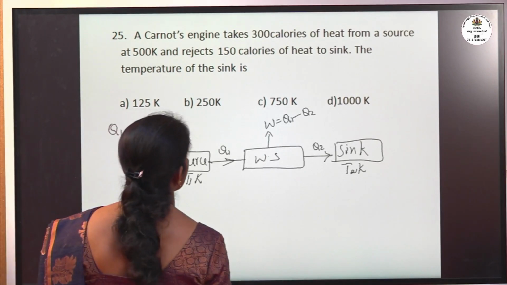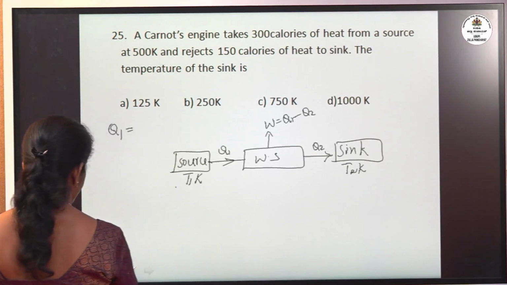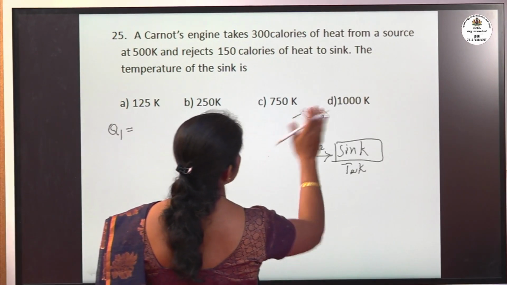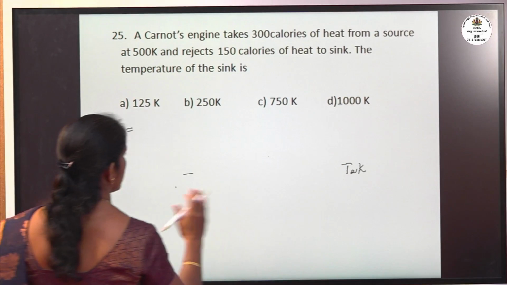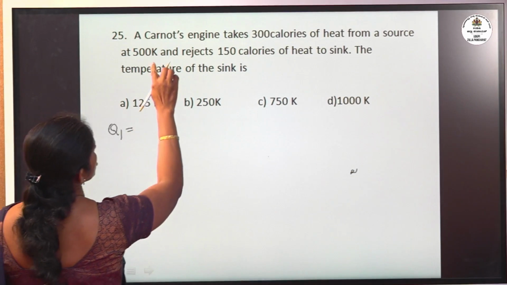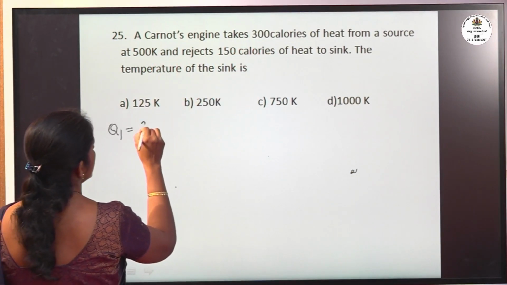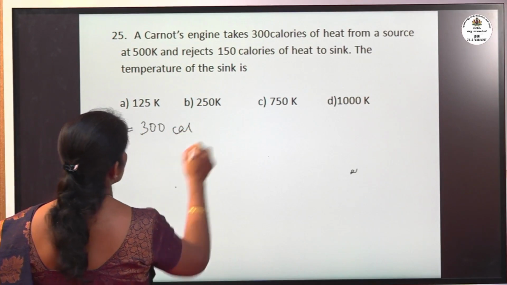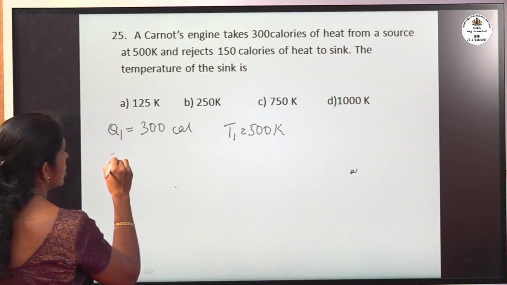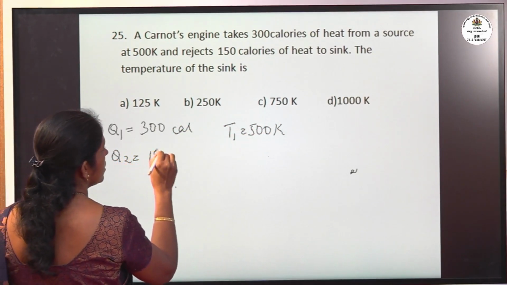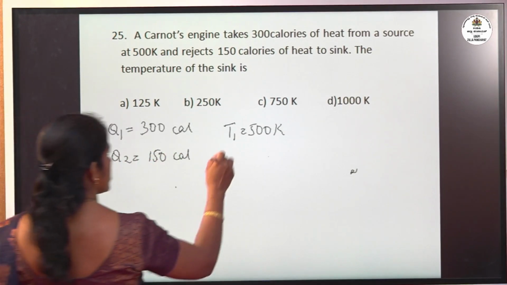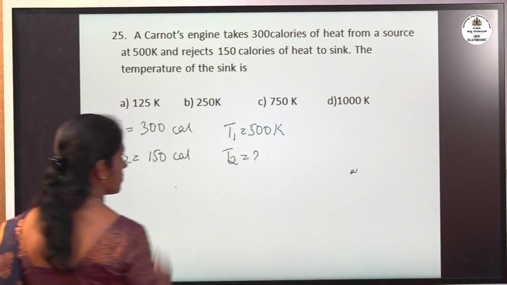Here, the working substance absorbs Q1 amount of heat, Q1 is 300 calories of heat from the source. Source temperature is 500 Kelvin, and it rejects Q2 amount of heat to the sink, that is 150 calories to the sink. You are asked to calculate the temperature of the sink.